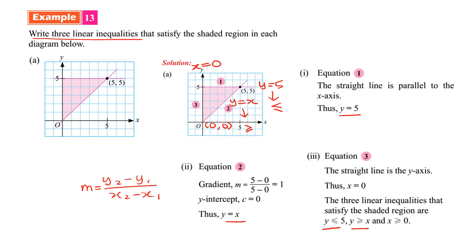The shaded region is on the right, and the line is drawn using a solid line. So we use greater than or equal to. So the third inequality is x is greater than or equal to 0.